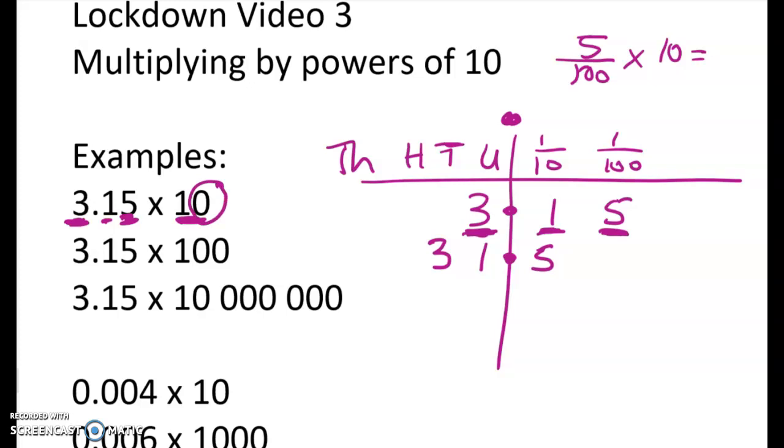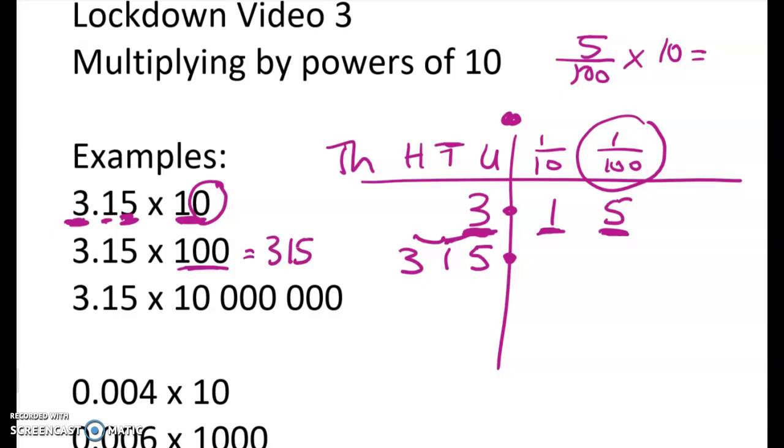In the next one, when we have 3.15 times 100, everything's going to move over 2 columns, right? So let's take that out and have a look again. Well, the 3 has to shift over to the hundreds column, 1, 2, so it becomes 300. The 1 becomes 10, and the 5 hundredths becomes 5 wholes. So our answer is 315.